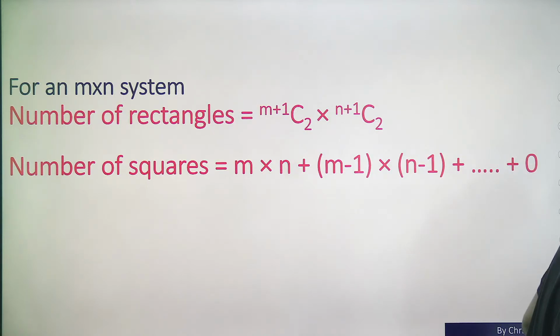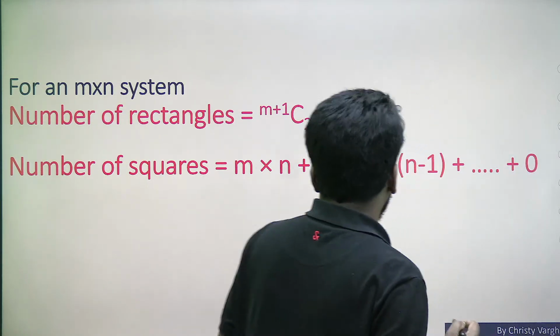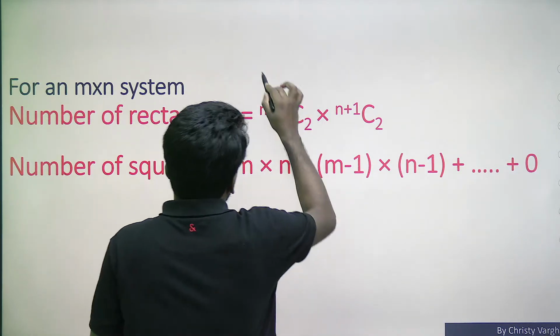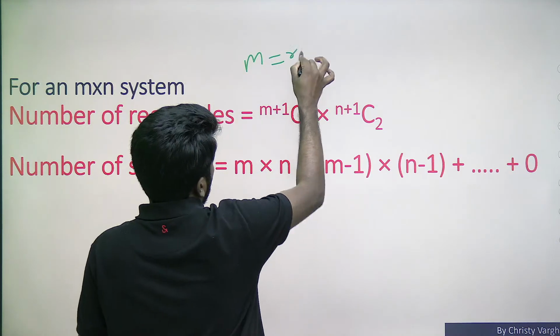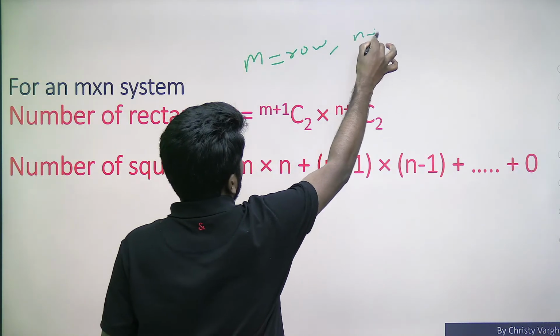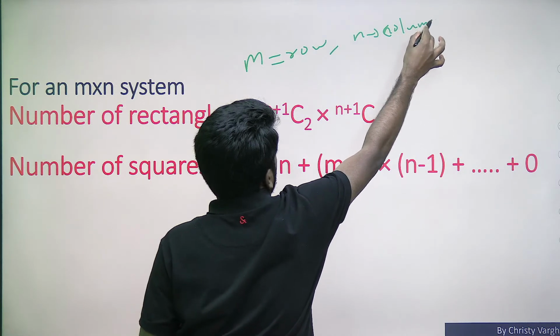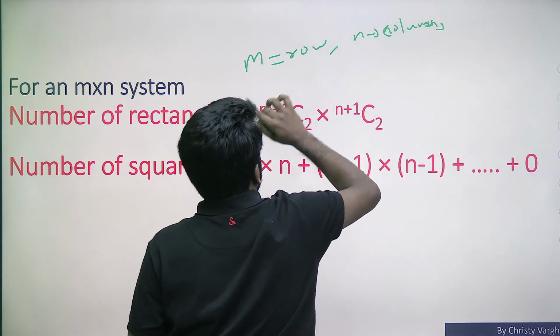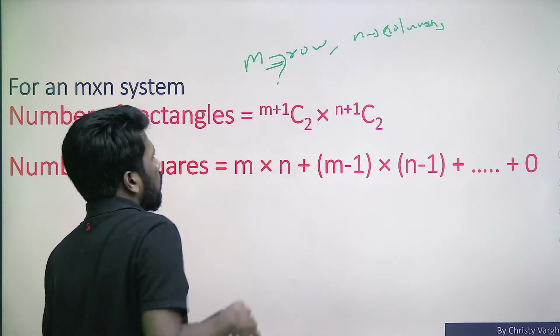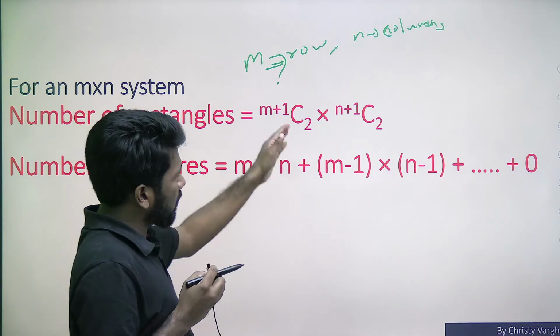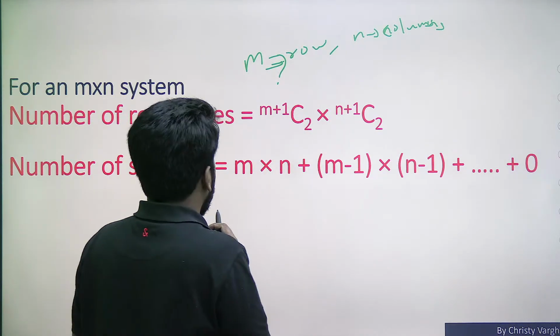Piali, Ritika, these are the two formulas. M plus 1 C2, where M and N are the number of rows and columns. M row number or N column number, or vice versa, no problem. Row number, column number, if you invert also, that will not change the answer. If it is M rows and N columns, then M plus 1 C2 into N plus 1 C2 is the rectangle number.